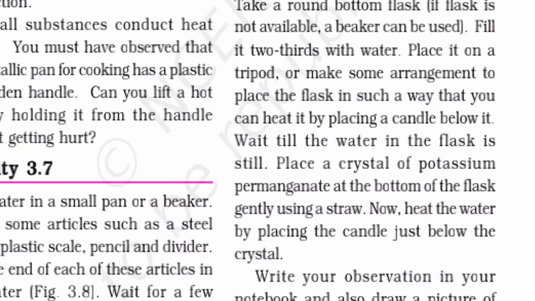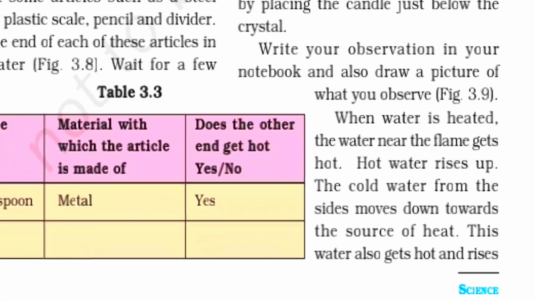Wait till the water in the flask is still. Place a crystal of potassium permanganate at the bottom of the flask, using a straw. Now, heat the water by placing the candle just below the crystal. Write your observation in your notebook and also draw a picture of what you observe.